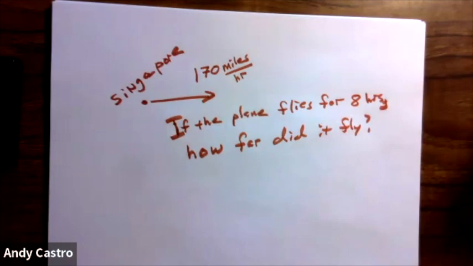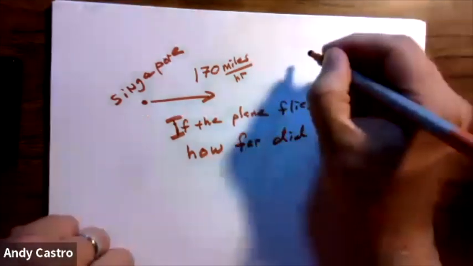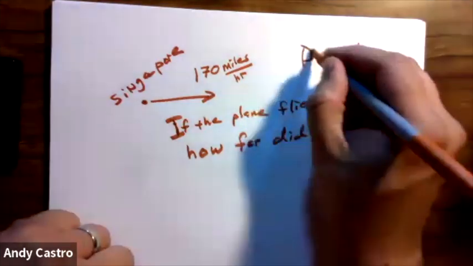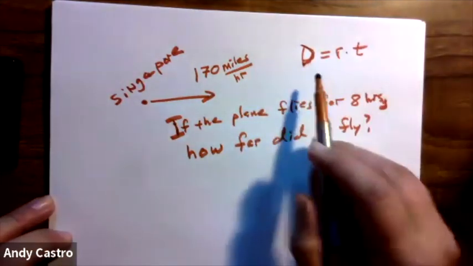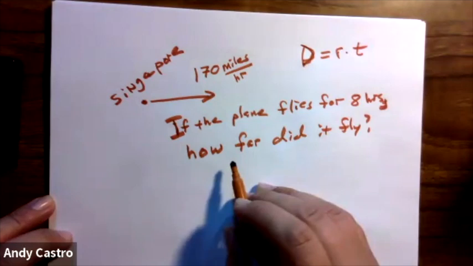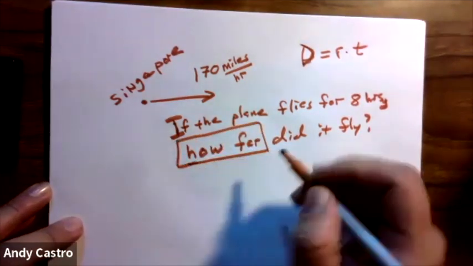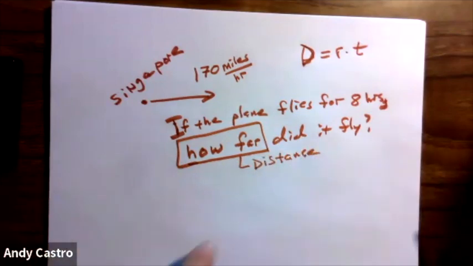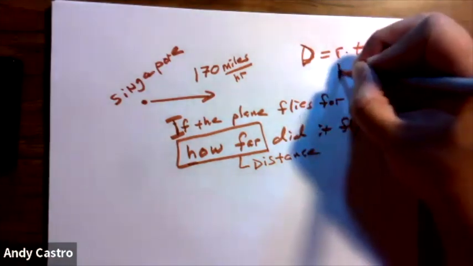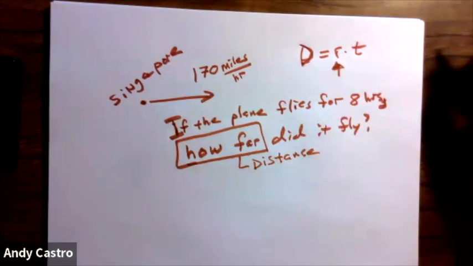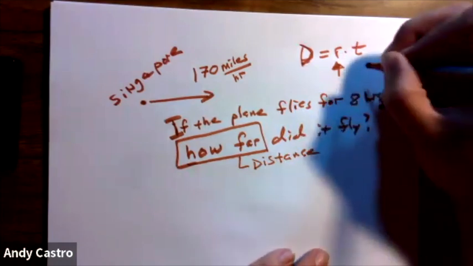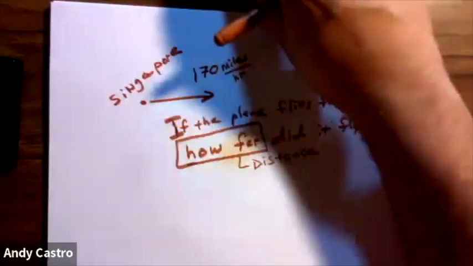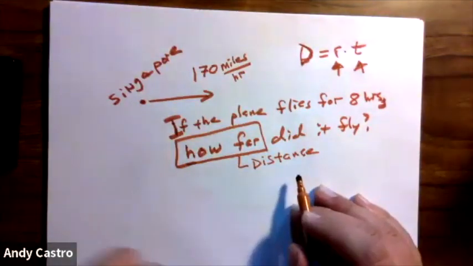So we're going to use the dirt equation. Distance is equal to rate times time. Now in this case, we are solving for distance. That's the question, how far? The question, how far, is asking about distance. If they asked how fast, they would be looking at rate or speed. If they asked how long, they would be looking at time. But in this case, we're asking how far, so we're going to look at distance.